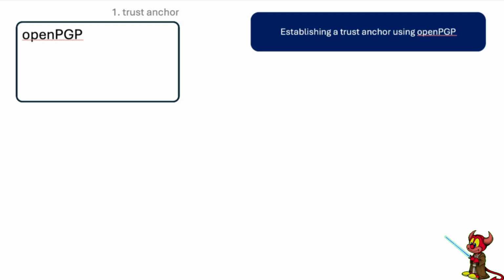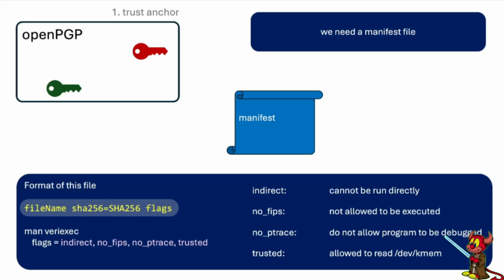And with OpenPGP, we are going to generate a private key and a public key. The private key, we're going to use it to sign the manifest. And the public key, we're going to use it to verify the signature of the manifest. We need a manifest file.